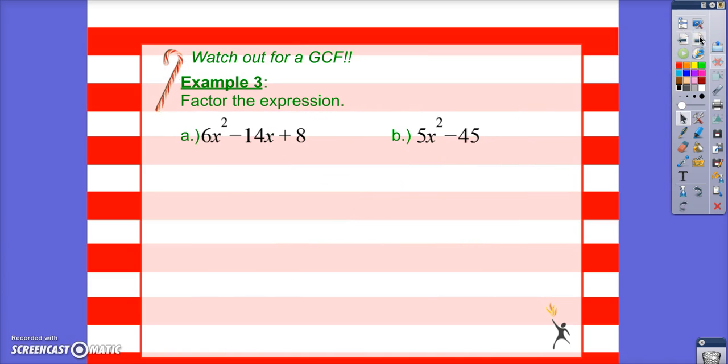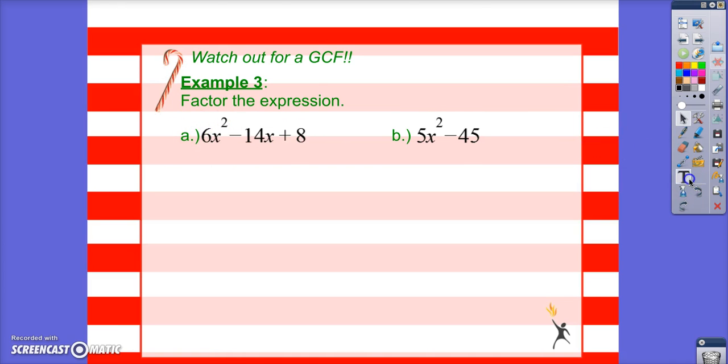Now, here's another set of examples. What about if we have a GCF? We want to factor out the GCF first. So if I look at A first, factor the expression 6x squared minus 14x plus 8. 6 has what factors? 3 and 2, 1 and 6. 8 has 1 and 8, 2 and 4.